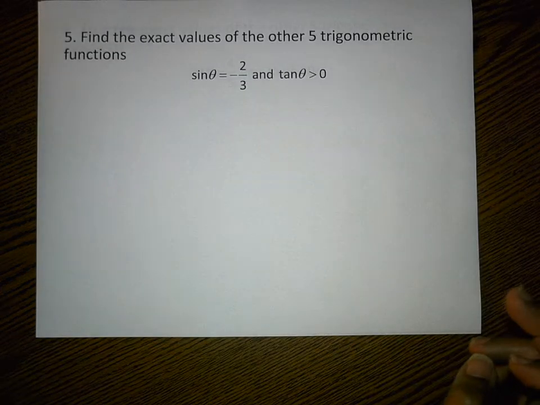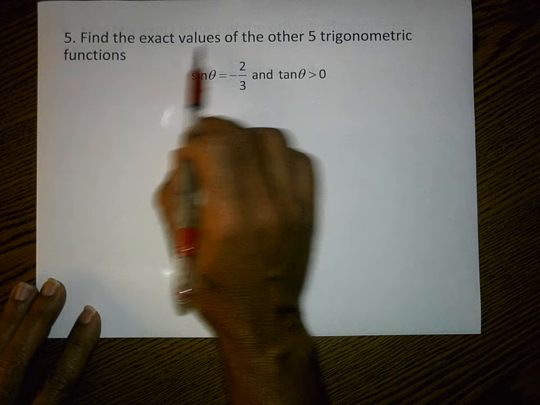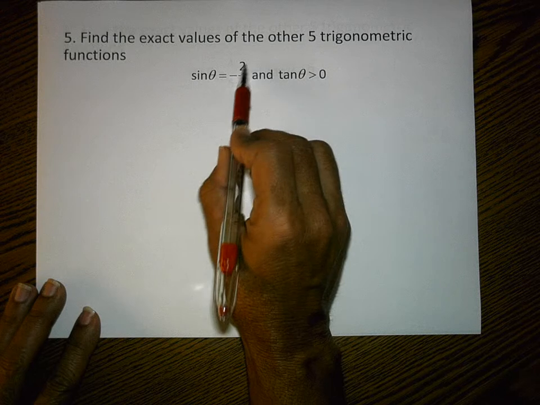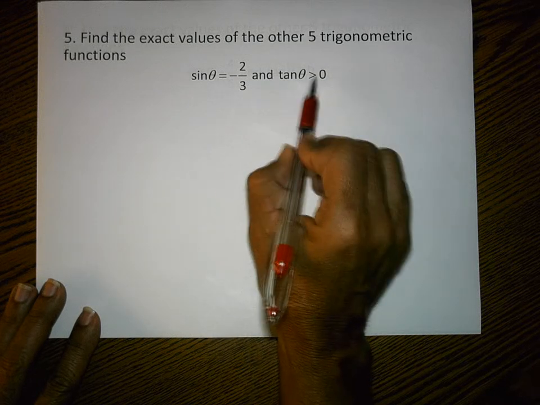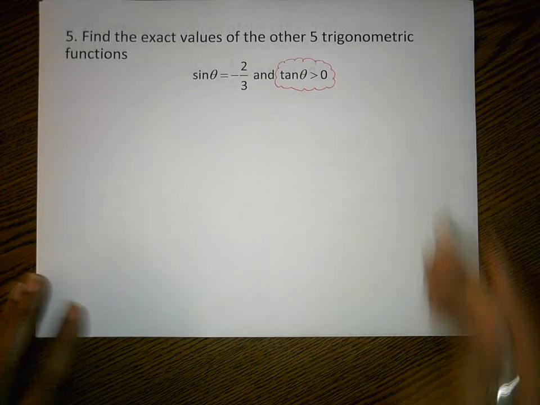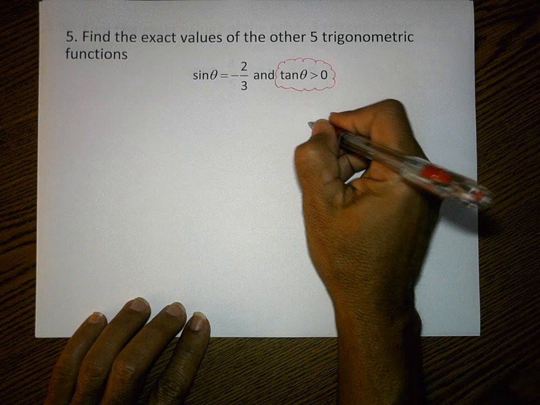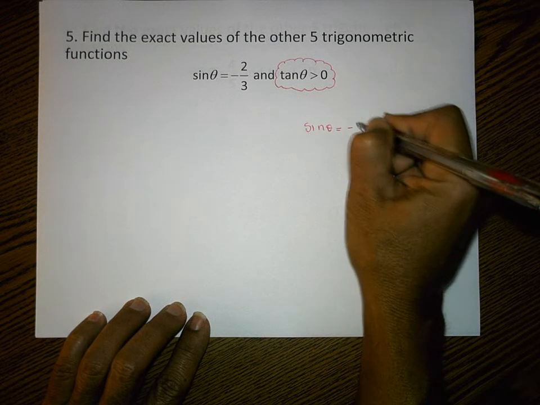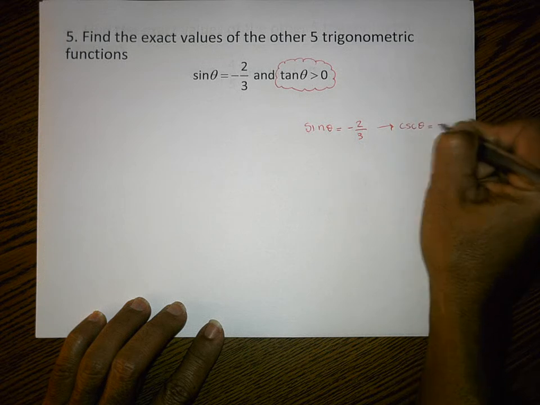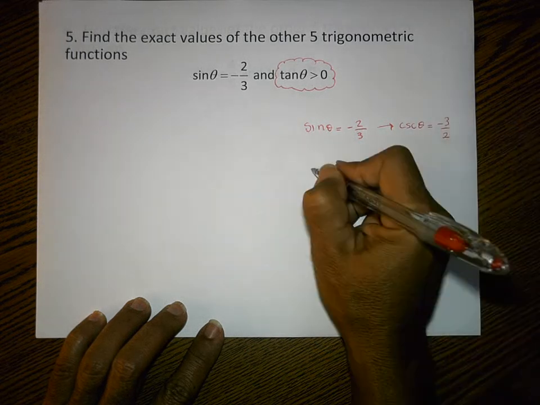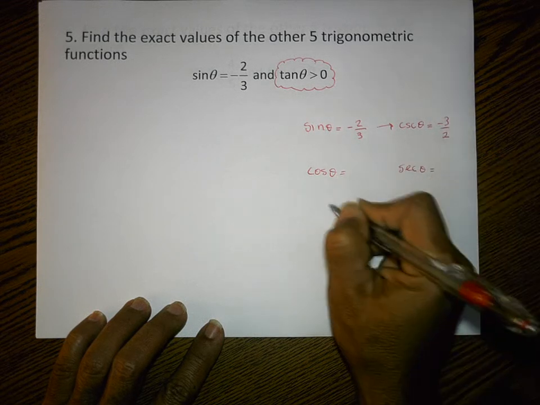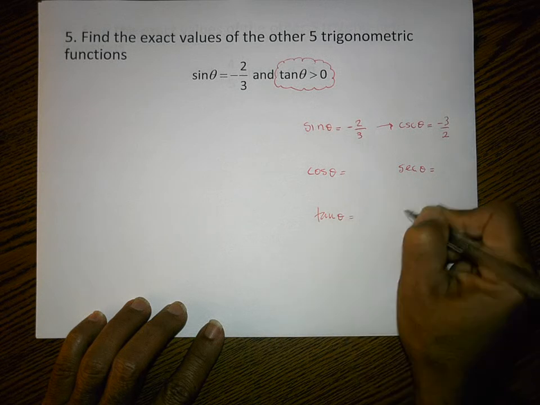Find the exact values of the other 5 trig functions. They gave us that the sine is -2 over 3, but the tangent is positive. So they give us a restriction right here. Let's be careful. Don't assume things too quickly. So if the sine is -2 over 3, we immediately can get the cosecant, which is -3 over 2. We're going to have to figure out the cosine and the secant. We're going to have to figure out the tangent, and we're going to have to figure out the cotangent.